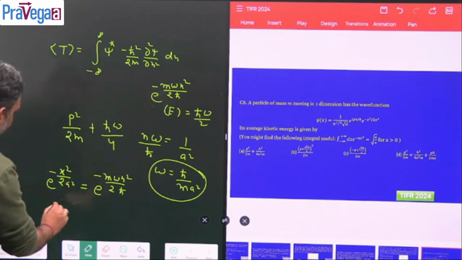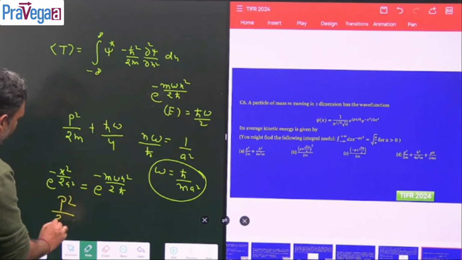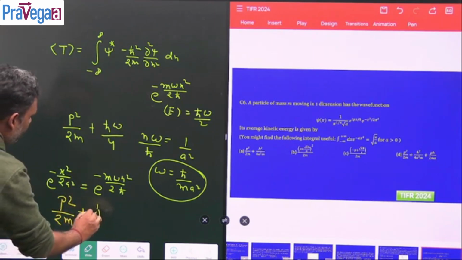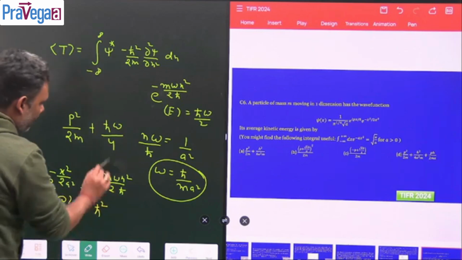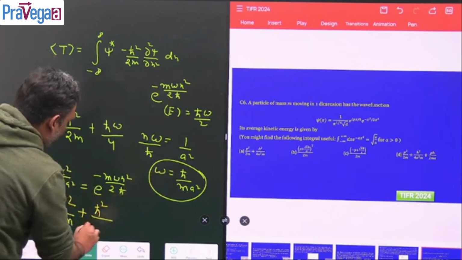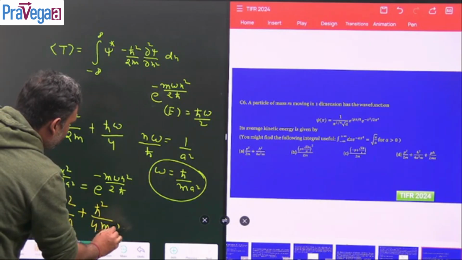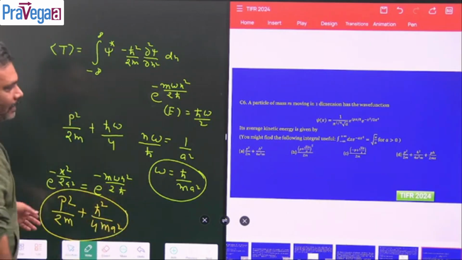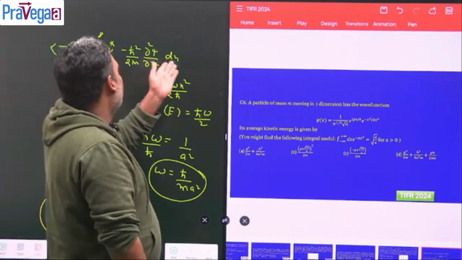And what will be that answer? This value is p square upon 2m plus h cut omega by 4, and that value is h cut square upon 4m a square. So this is the answer, and you get exactly the same answer as when you do the full integration.